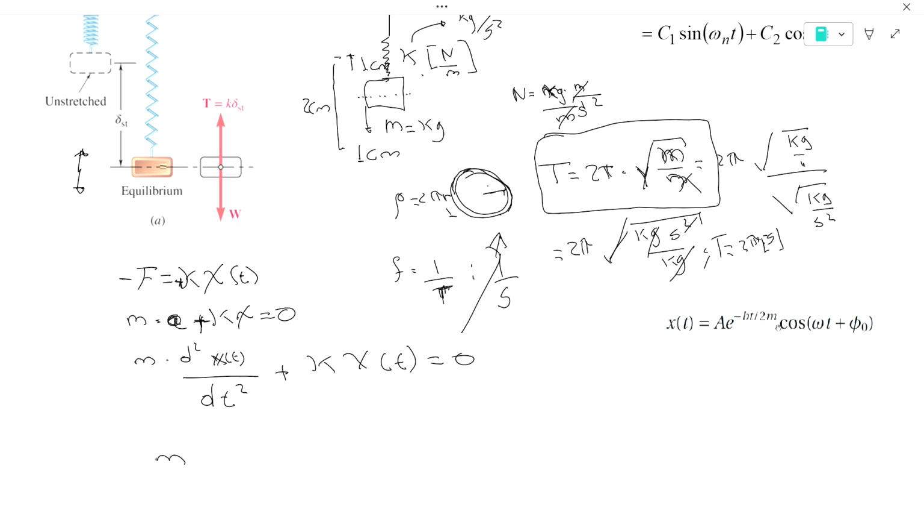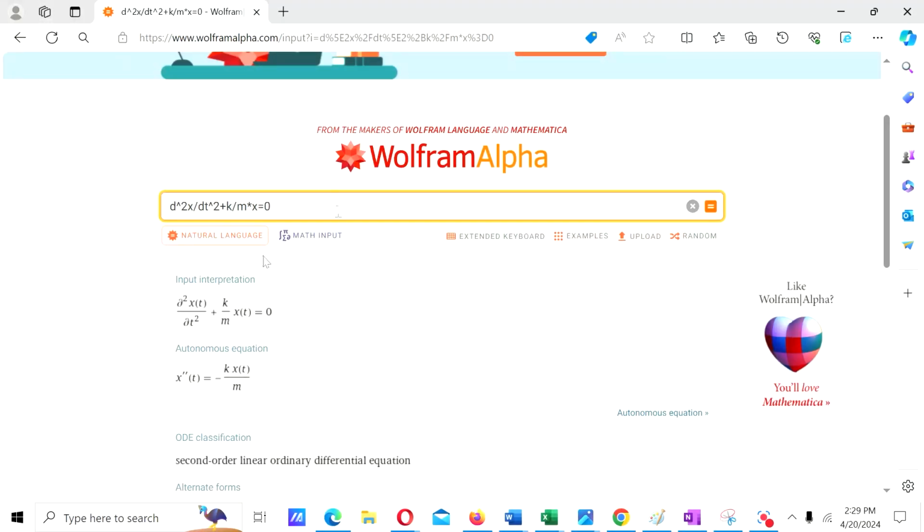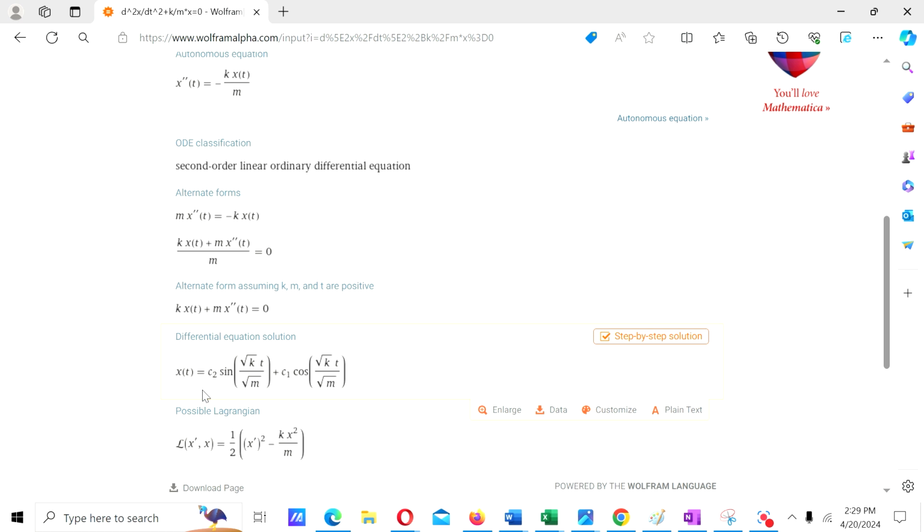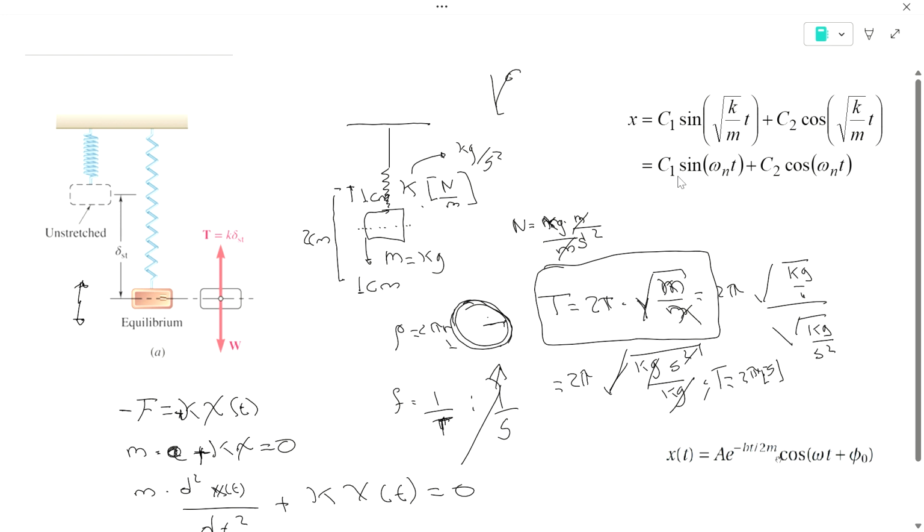So if we go, say m x double dot plus k x equals 0, and we go to Wolfram Alpha and type that, where we divide by m on both sides so that we have k over m here, then we get that the solution to that equation is this, which is c1 sine of the square root of k over m as a function of time plus c2 cosine of the square root of k over m as a function of time.